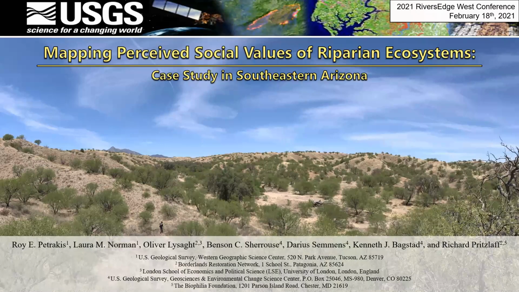Good morning, everyone. My name is Petrakis. I'm a geographer with the Western Geographic Science Center of the U.S. Geological Survey in Tucson, Arizona. And today I'm presenting on mapping perceived social values of riparian ecosystems, a case study in Southeastern Arizona.